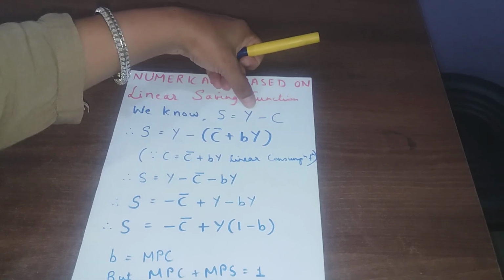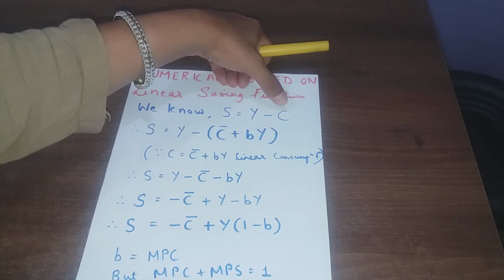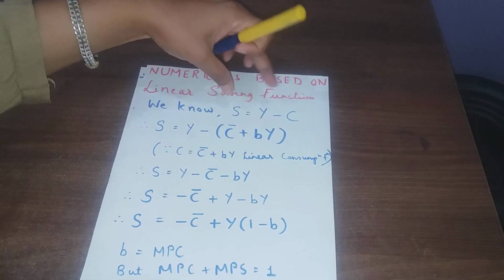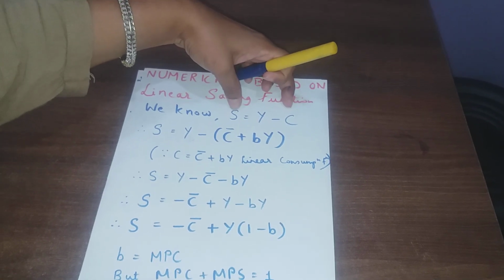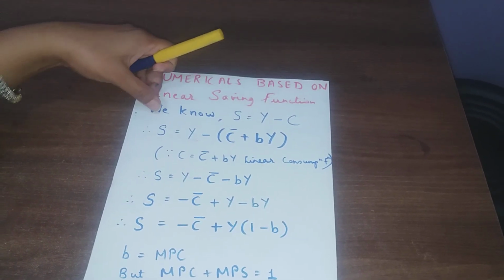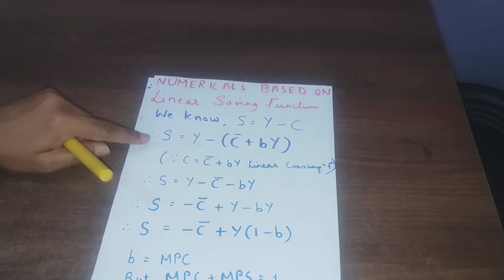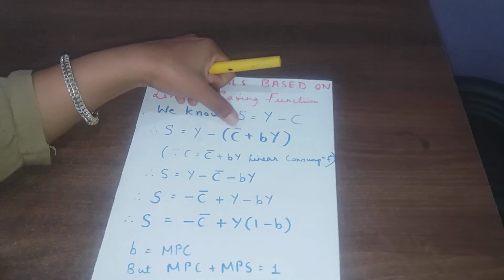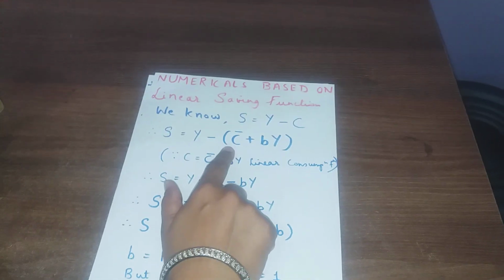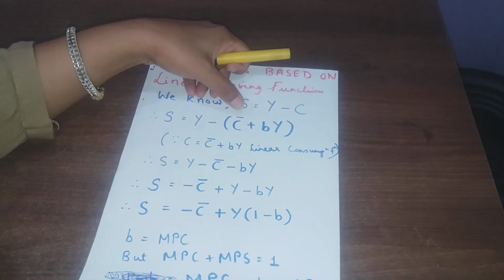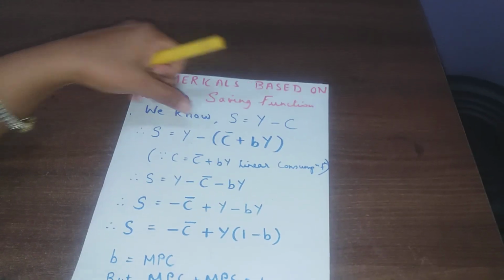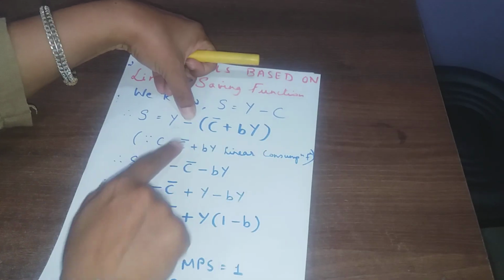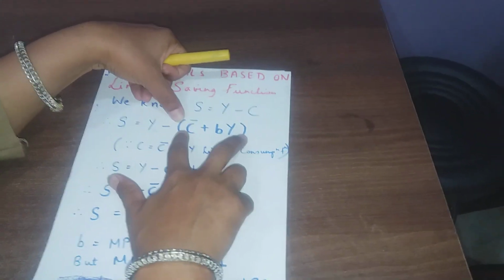When a person earns income, he consumes a part of it in the form of consumption and he saves a part of it in the form of savings. So we'll keep in mind this basic formula S is equal to Y minus C, and then we'll derive our linear saving function equation. S is equal to Y minus C. I am replacing C by the linear consumption function equation. Instead of C I am writing C bar plus BY. As minus is preceding C, I have kept this in a bracket.